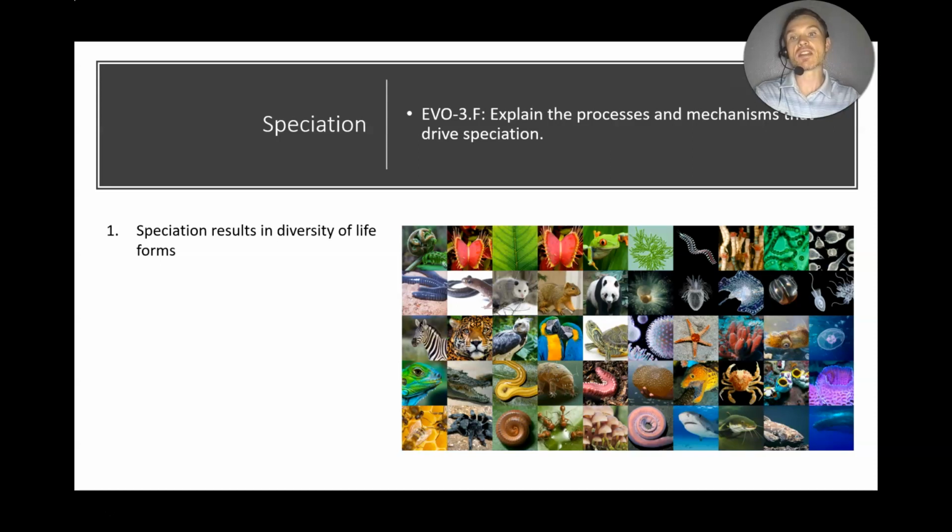Speciation results in the diversity of life forms on our planet. As you and I know, there are so many different types of animals and plants and fungi and bacteria that live on our planet, because our planet has many different types of habitats, and these species have evolved to occupy these habitats and take advantage of the resources that are available in those areas.